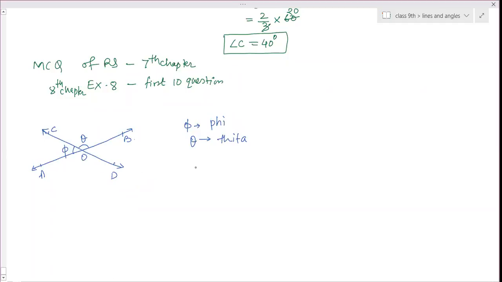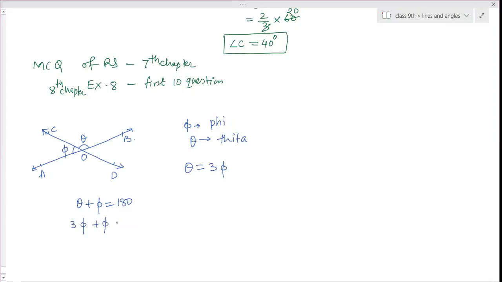Okay, ma'am. And theta is equal to 3 phi. Find theta. Now these two angles, which type of angles are these? Linear pair. So theta plus phi is equal to 180 degrees. So what is the value of theta? Theta is equal to 3 phi.